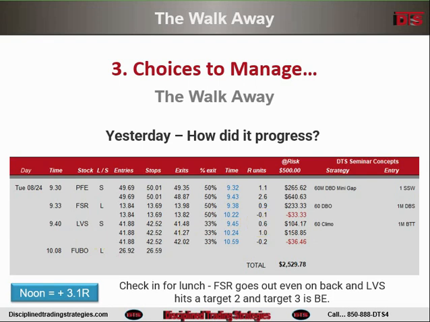And by the way, this went on to be a 3R back half, so my exiting at that point was very ill-timed. I went 2 cents under my trail stop and then went on for a 2.7R move. So that was obviously not something I'm happy about. Doesn't mean I did it wrong, but I wasn't happy about it. So come back at noon, FSR goes out even, back half LVS hit target 2, the rest is break even. I'm up 3, and I have Fubo totally open, which could stop out or bring me down to 2.